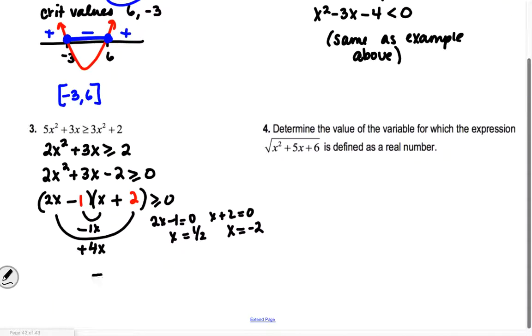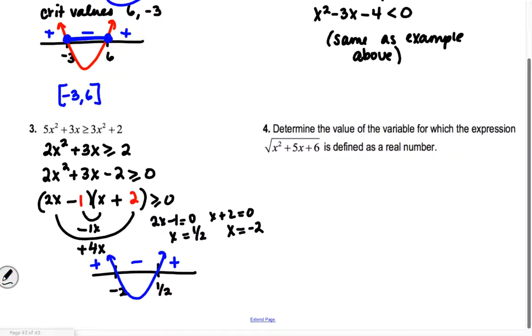All right, so we put those in order on the number line. So I have -2 and I have 1/2. And we're finding where our upwards parabola is greater than or equal to 0. So our parabola crosses at those 2 points, so it's greater than or equal to 0 on the ends.